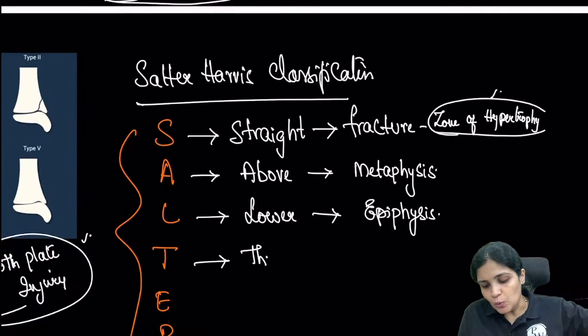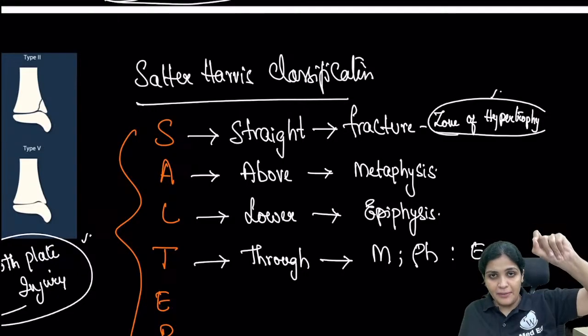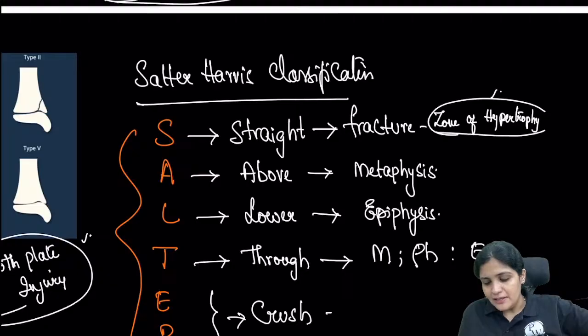And this is through, T for through. That means it involves all 3. It involves metaphysis, physis, and epiphysis. So the fracture passes through the metaphysis and epiphysis. Okay. And finally, ER is crush injury. Okay. That means the growth plate is completely damaged. Easy?